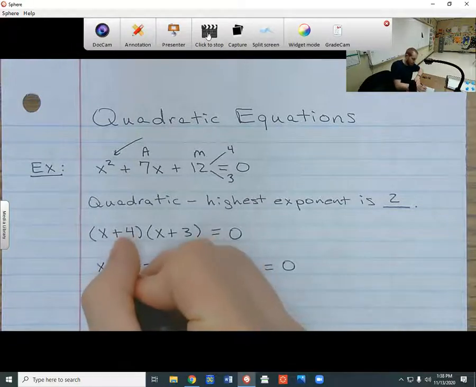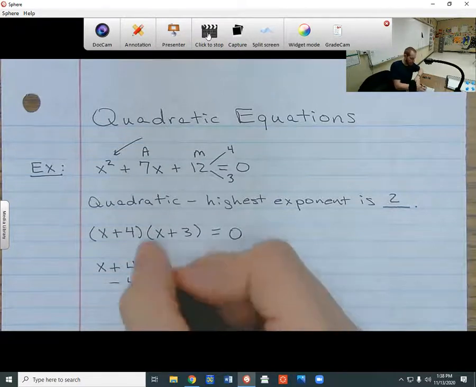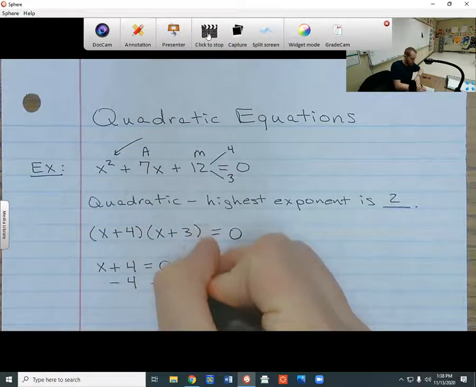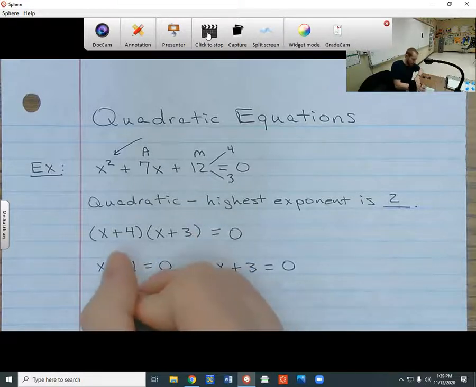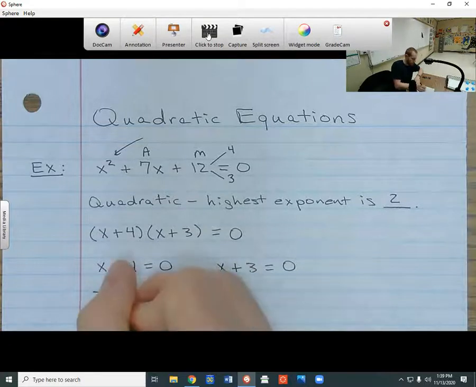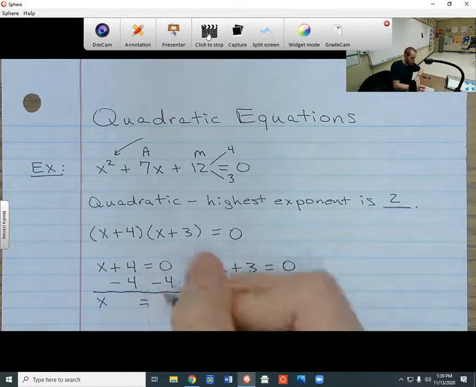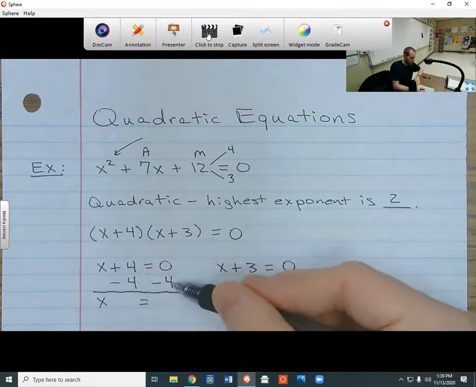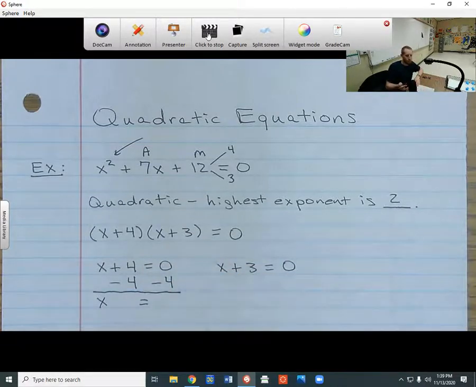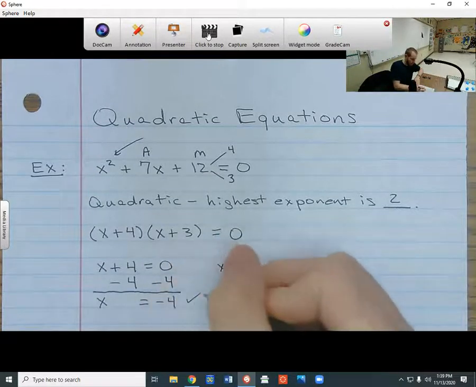So when I do that, I'm going to subtract 4 on the left side of the equal sign, and I'm going to subtract 4 on the right side of the equal sign. And then we just see what happens after that. So here, the x comes down, the plus 4 and the minus 4 cancel out to give me 0, so I don't need to write that. And then over here, I have an equal sign that comes down, and then I have 0 minus 4, which of course is negative 4. So that's going to be my first answer.